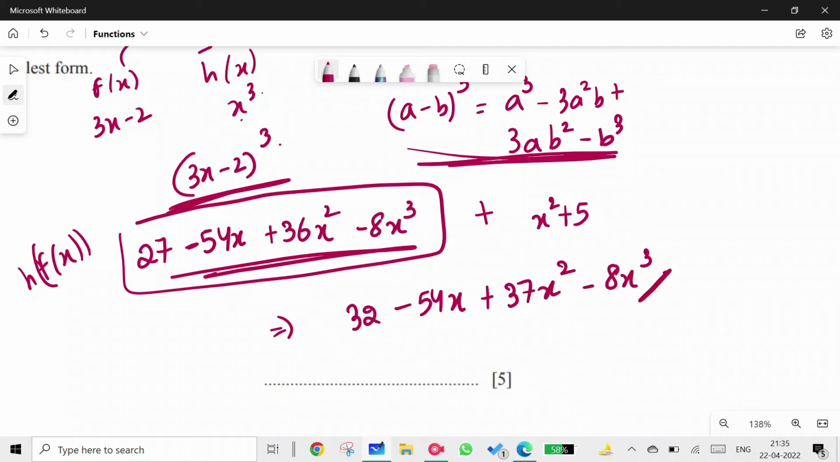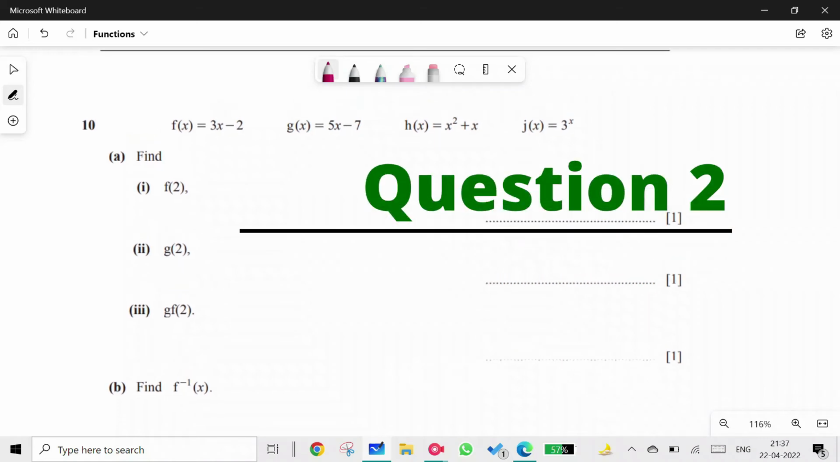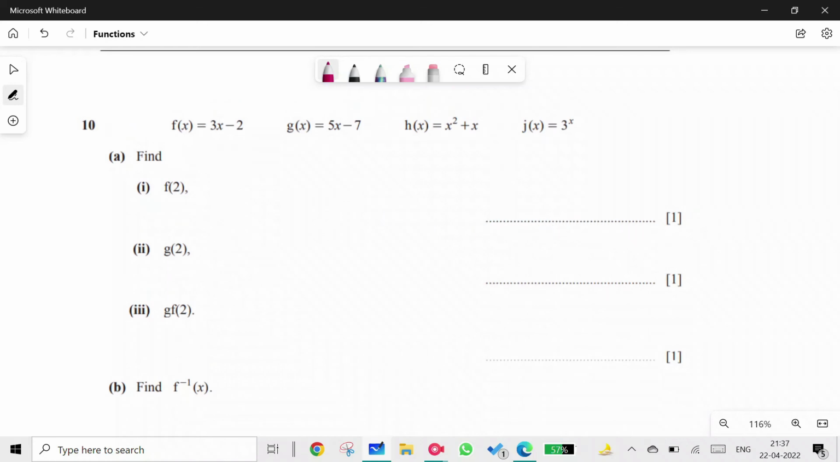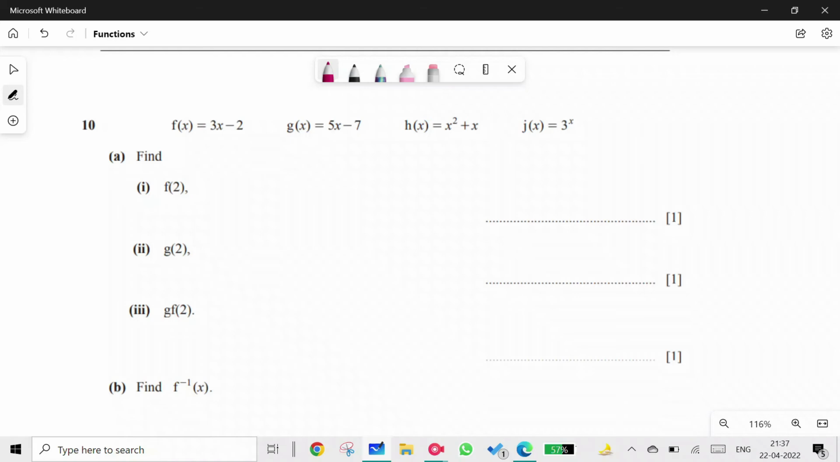Here we have another past paper question, so let's try to solve it. The first question here is to find f of 2. This is again very simple. Take f of x and instead of x just substitute 2. So this is f of x.